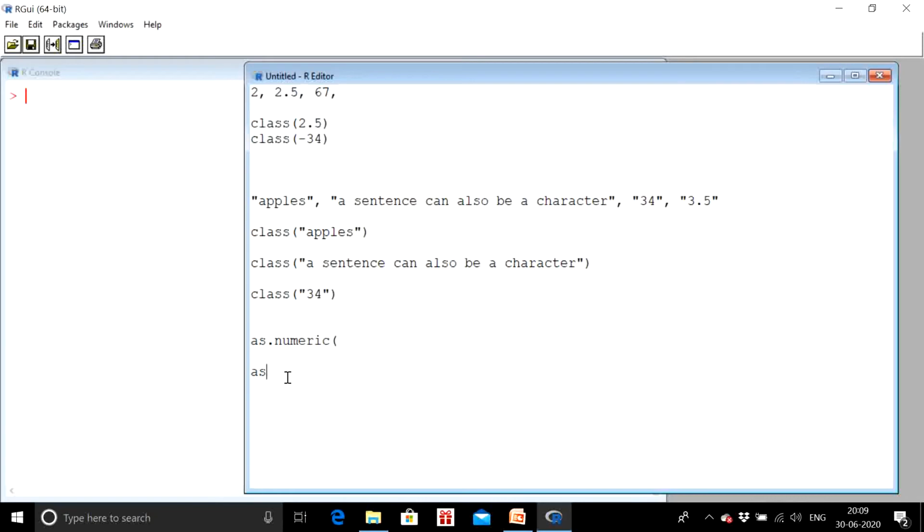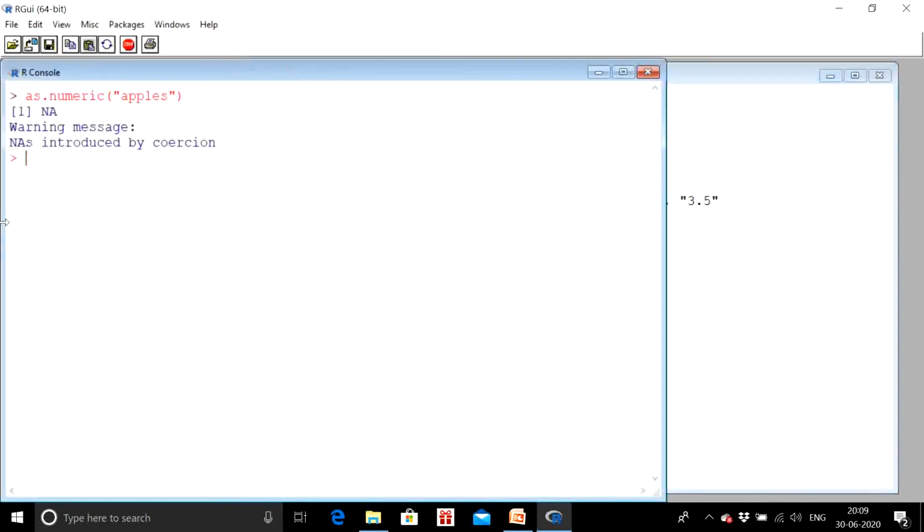So I want to convert this character apples into numeric. See what happens. This is very important, guys. Whenever we try to convert a character, especially if it is a string like this apple or a sentence which makes sense, if you try to convert that character into numeric, it is going to be converted into a missing value. Okay, guys, remember this is very important.